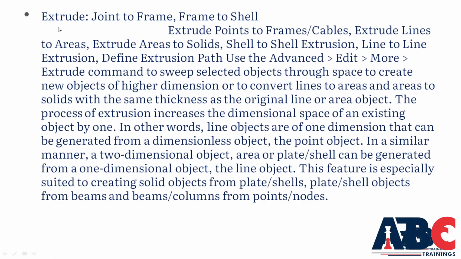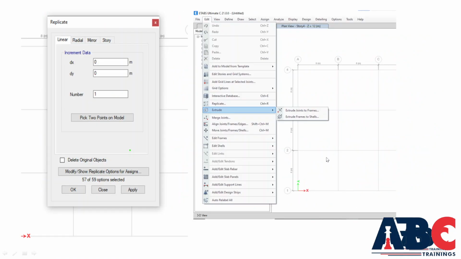Then next is extrude. Extrude is extrude point to frame or cables, extrude lines to area, extrude area to solid. Extrude tools are used for extrusion purposes, for joints and frame shells. I will tell you how to use it. See here how it looks, replicate and extrude for frames and shells.